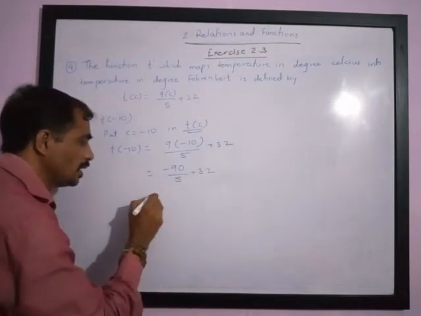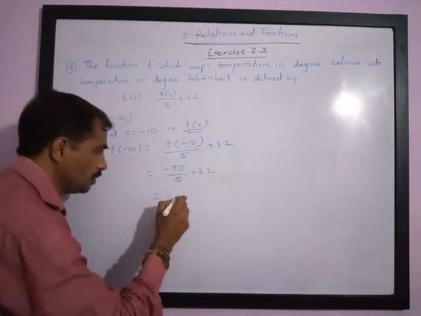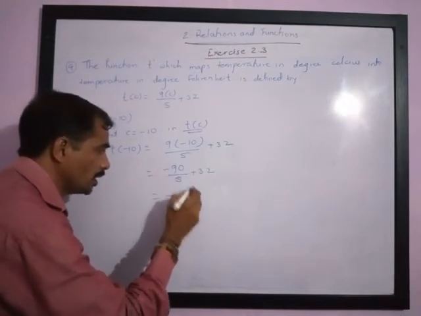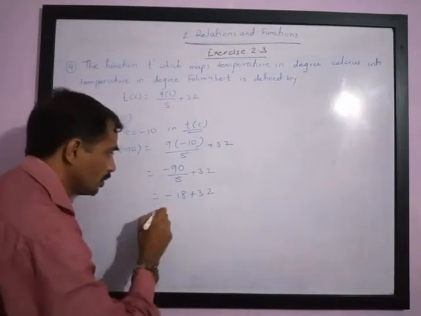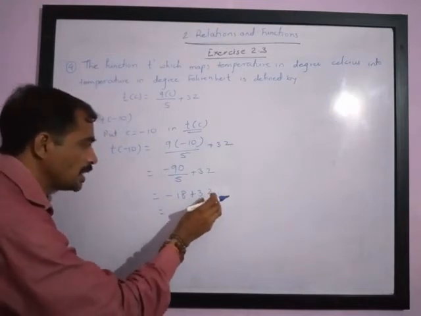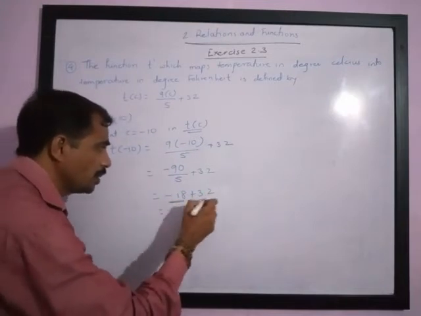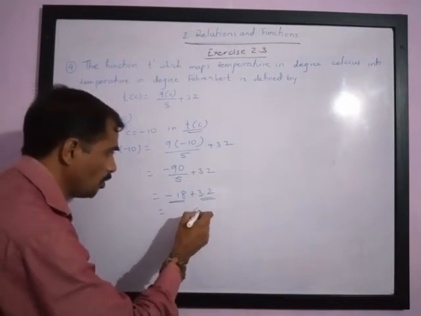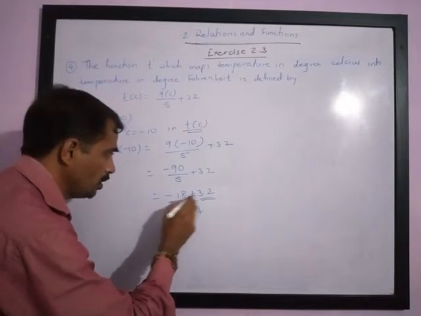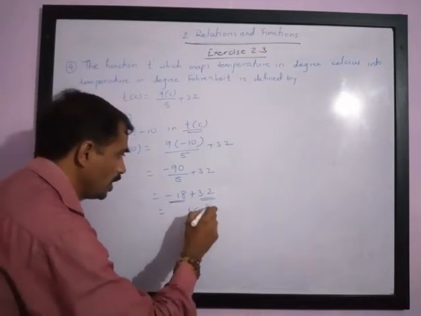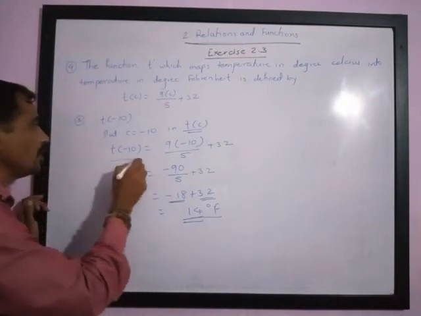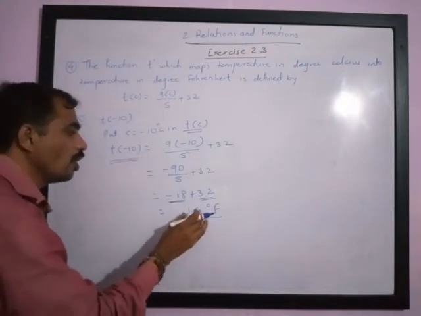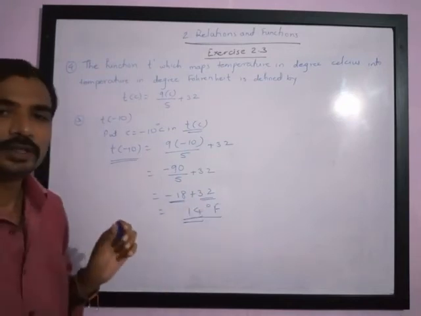If you divide this, you will get 5 ones are 5, 5 eights are 40, so negative 18 plus 32. Now 32 plus negative 18, so 12 minus 8 is 4. 1 borrowed, you will get 14 degree Fahrenheit. It means negative 10 degree Celsius corresponds to 14 degrees Fahrenheit.